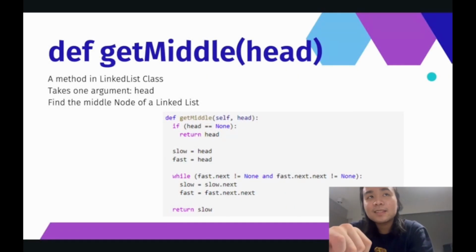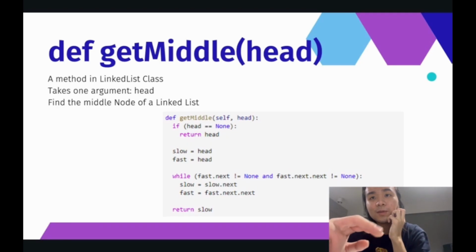So the next one is getMiddle function. So this function is used to find the middle node of a linked list. As you can see from the code, the first step is to define a function getMiddle, and we use if to find the head of a linked list, and then we define two variables, slow and fast, and then we use the while loop to find the middle node of a linked list.